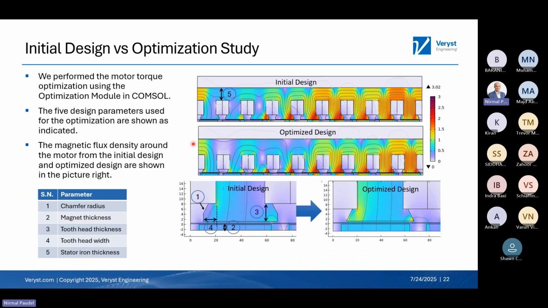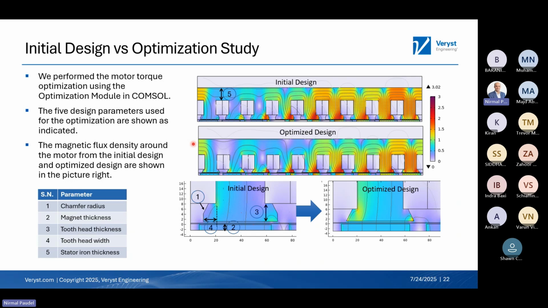Now, once we have the initial design, we would like to also optimize some of the parameters on the machine. Optimizing in 3D would be computationally very expensive. So we want to do the optimization now that we know the 2D and 3D are in the same range, or very close. The idea here is to optimize the design in 2D and then test that in 3D.